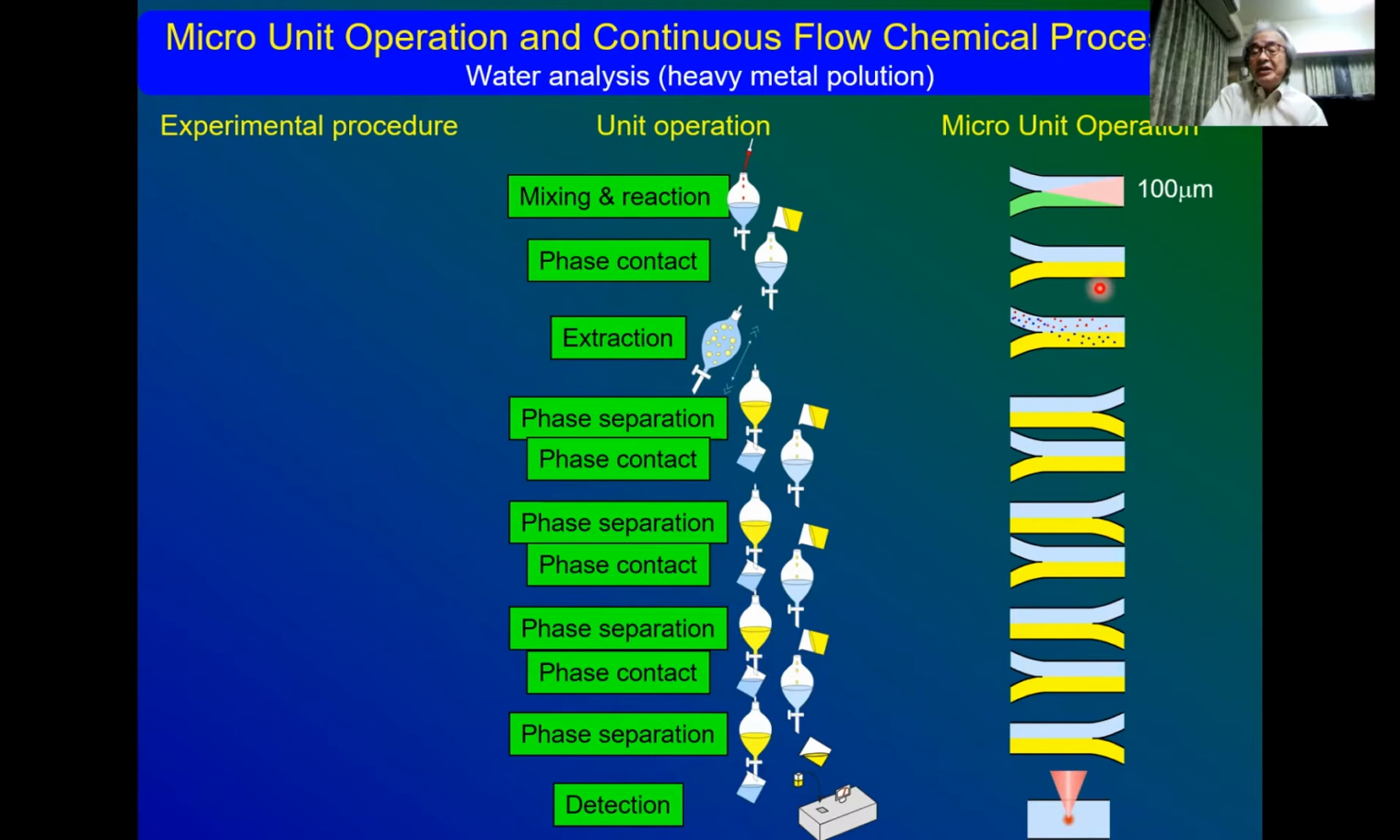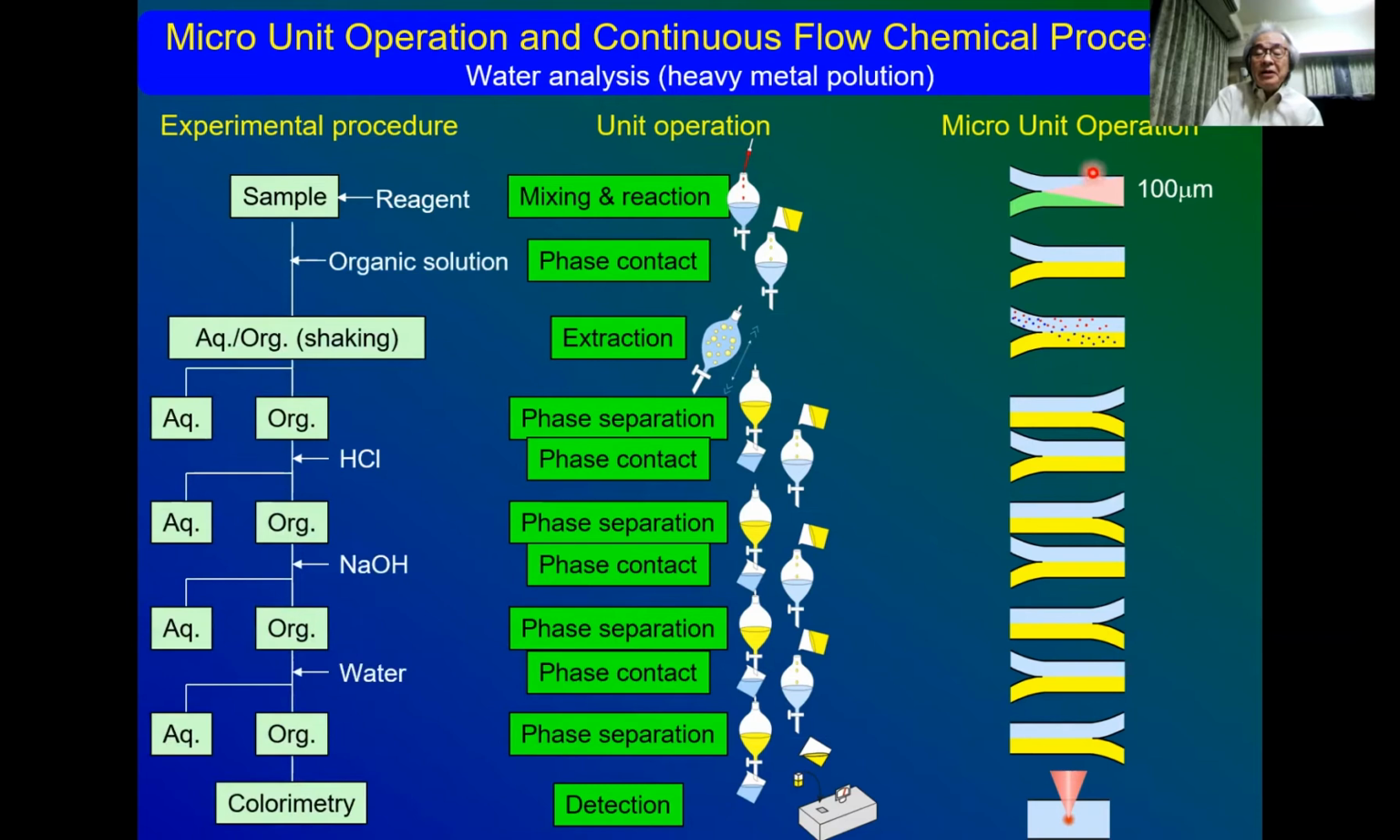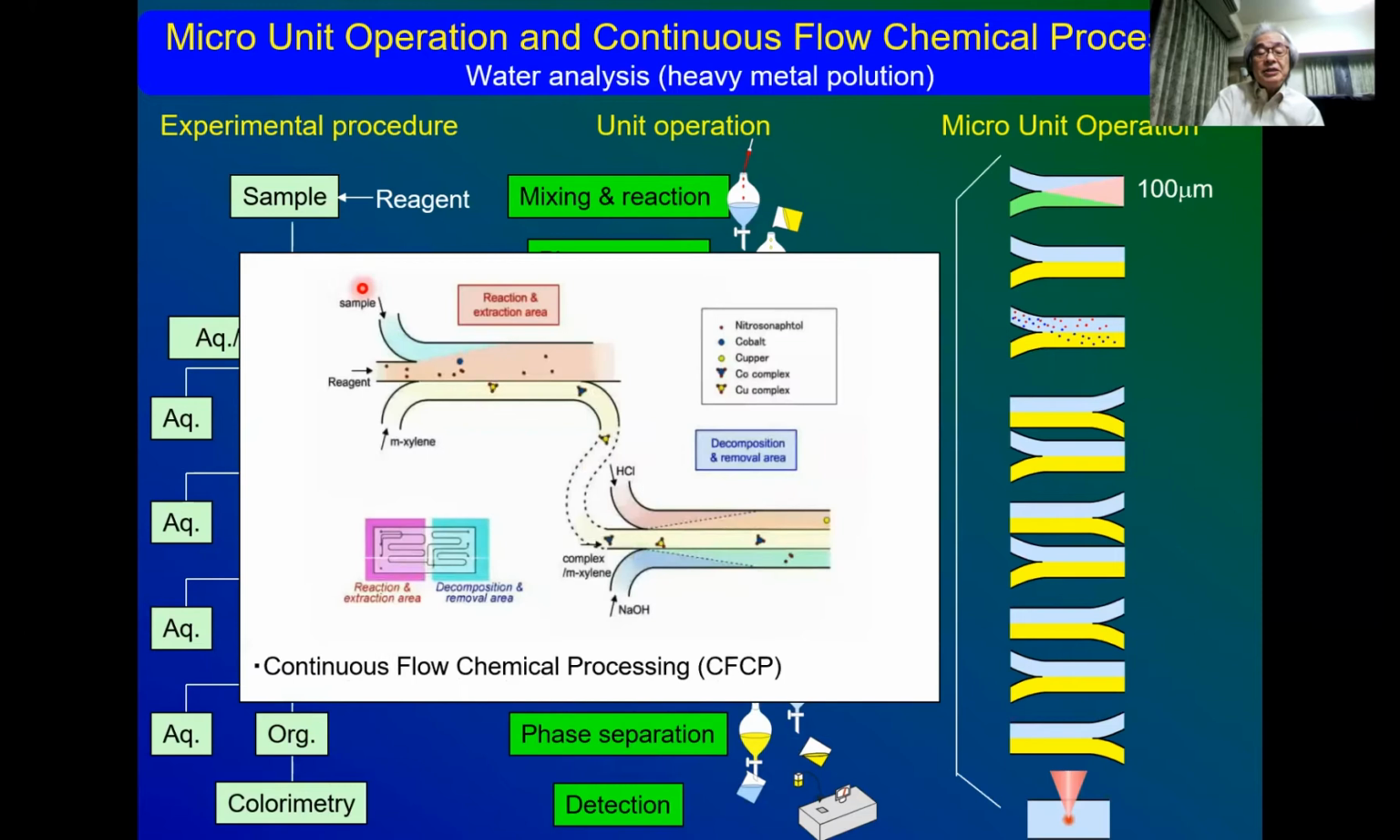And this is extraction. So in this way, all those macro-scale unit operations can be replaced by micro unit operations. And those micro unit operations can be combined with each other. This is a serial connection and this is a parallel connection. It's the same as an electronic circuit: the parts can be combined serially and in parallel. So this kind of circuit of liquid can be designed. This is mixing and this one is like extraction. This one is a parallel combination, and this one and this one is a serial combination.